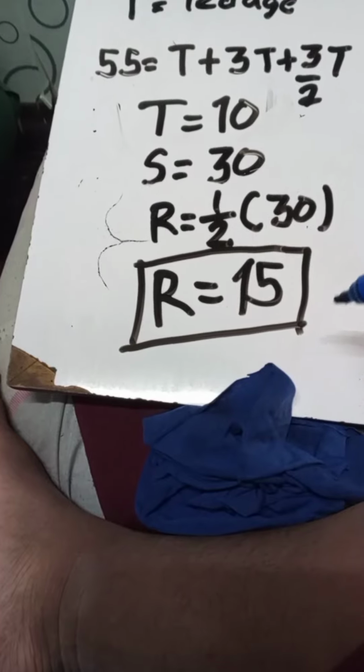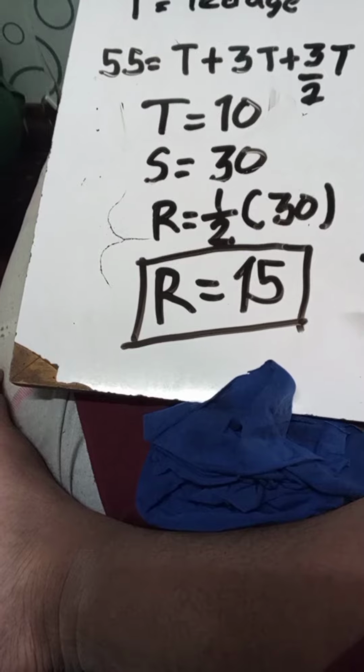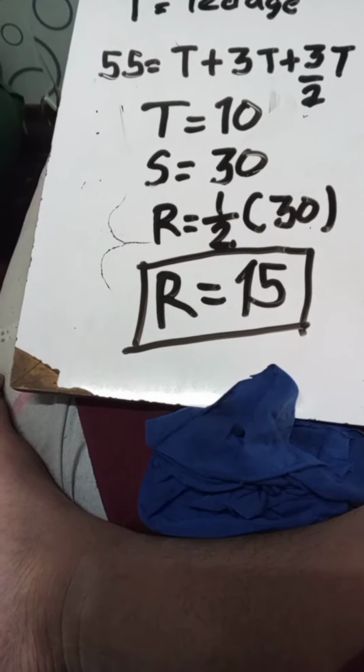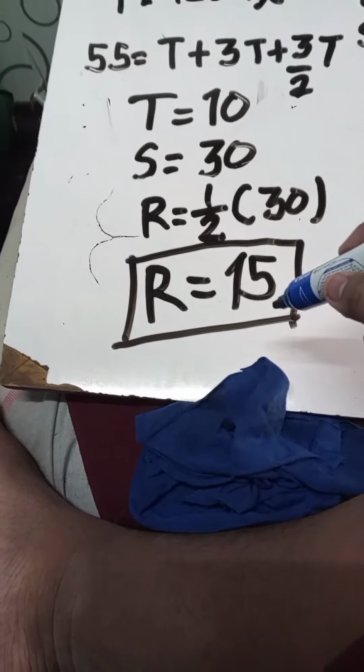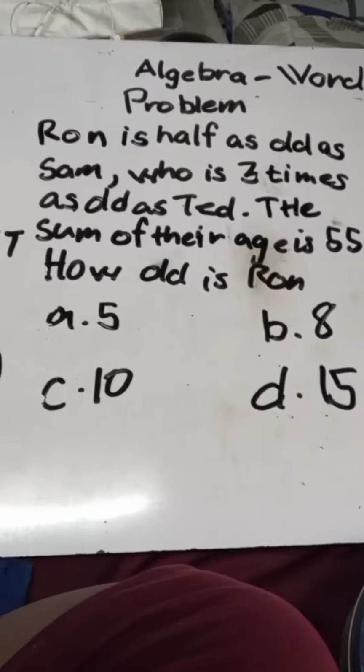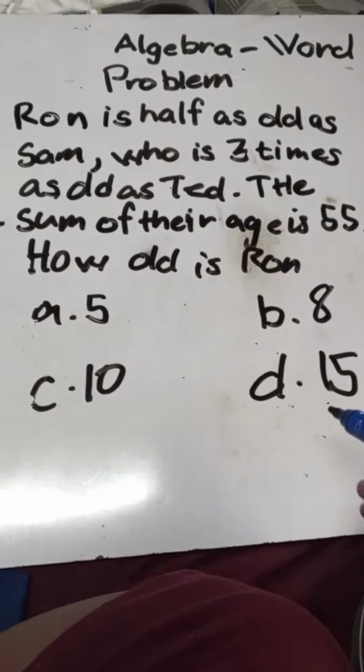So to get Ron's age, you must multiply Sam's age by one half. So in order to get 15. The answer to this question is D.